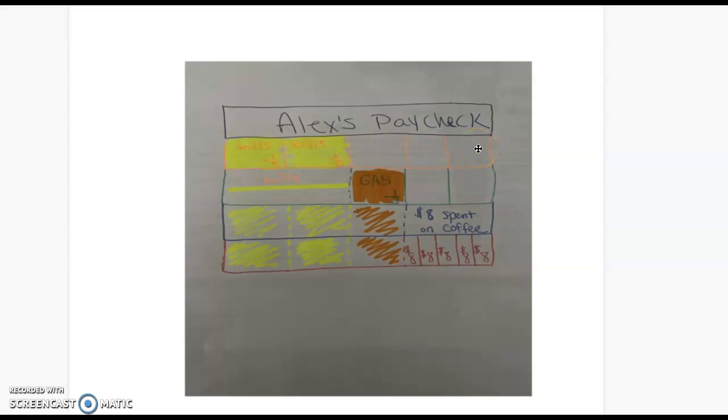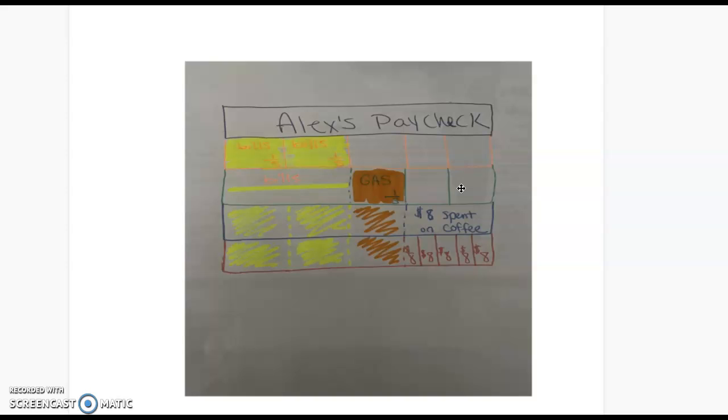Since he spent 2/5 on bills, we are going to shade 2/5 of the bar and label them used on bills. 1/5 plus 1/5 equals 2/5. Now, this part of his paycheck can't be spent again because it is already used. Then we know Alex spent the remaining 1/3 of his paycheck on gas.